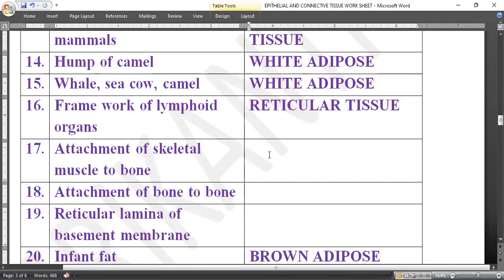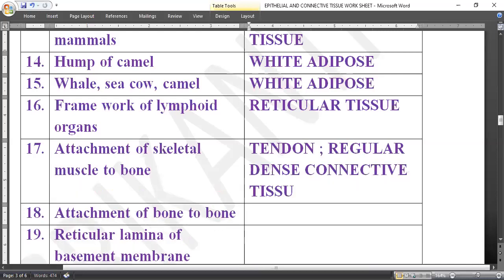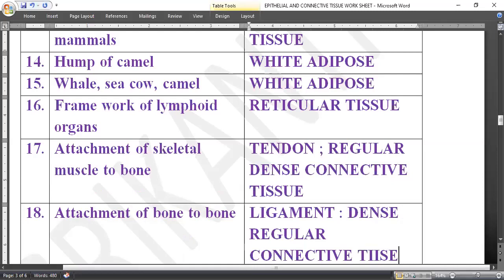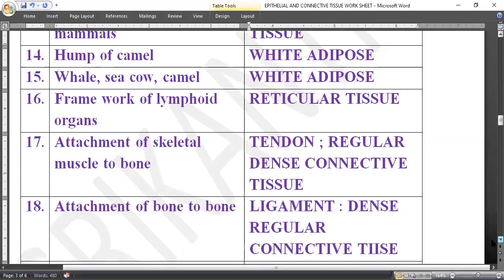Now, let us try to answer the remaining. Attachment of the skeletal muscle to the bone: tendon. Okay, tendon. What is tendon? Dense regular connective tissue. Okay, very good. Attachment of bone to bone: ligament. What is it? Dense regular connective tissue. Okay, very good. Then let's continue.